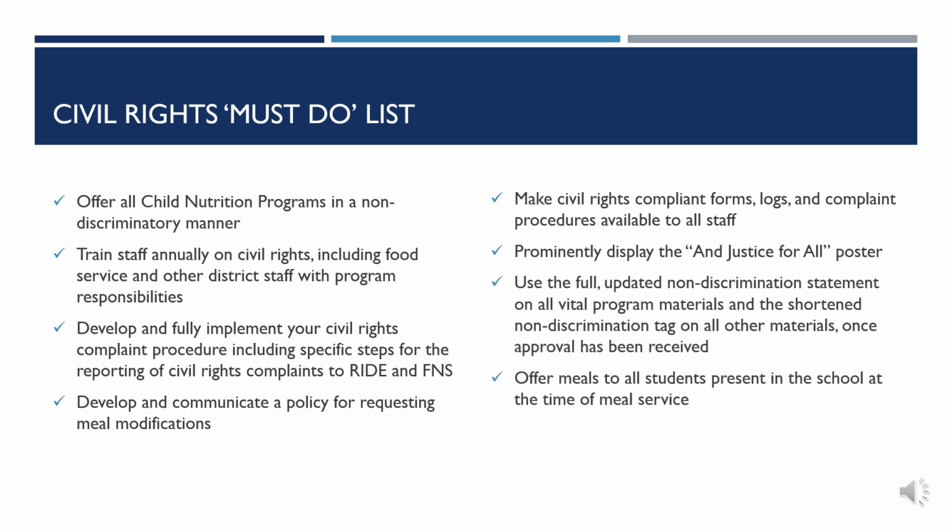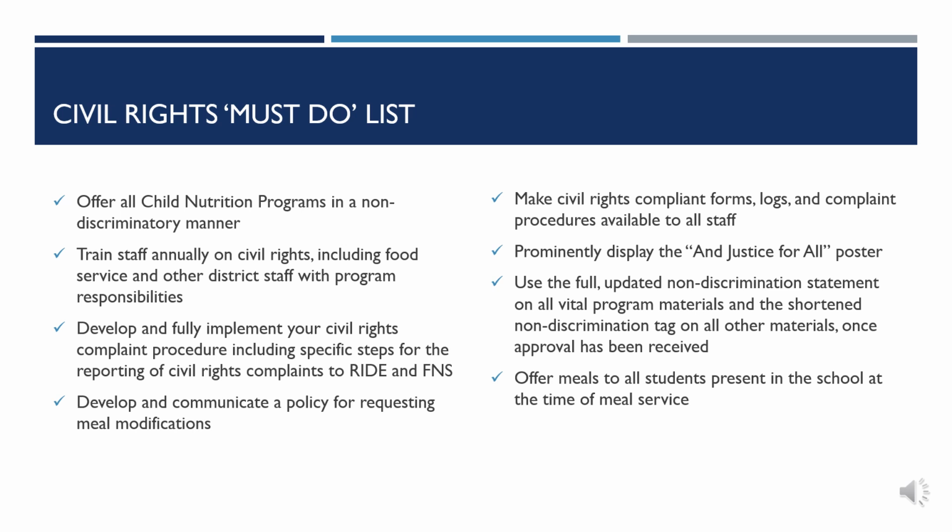And we have a must-do list to summarize those 9 elements of civil rights training we've gone through in this presentation. So offer all child nutrition programs in a non-discriminatory manner. Train staff annually on civil rights. This includes food service and other district staff with program responsibilities of any kind. Develop and fully implement your civil rights complaint procedure, including specific steps for the reporting of civil rights complaints to RIDE and FNS.